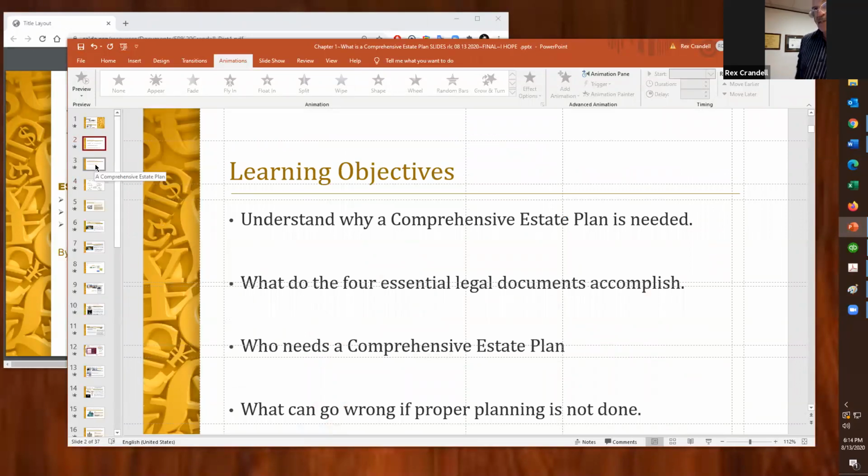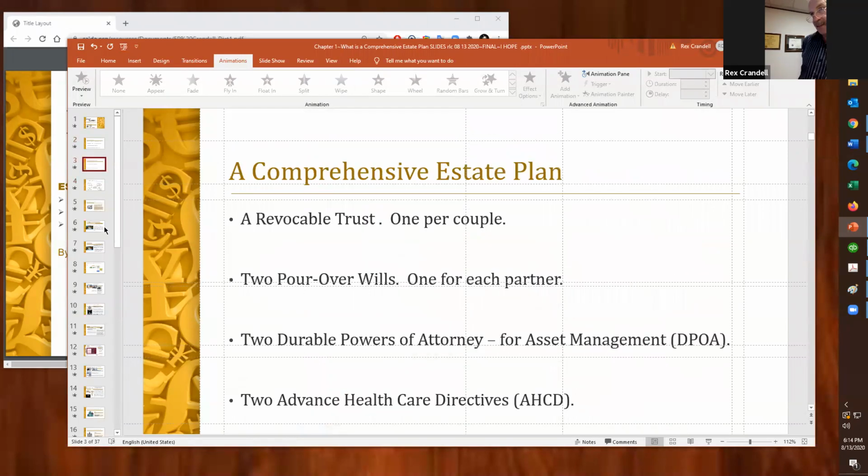So we're going to cover the essentials, the overview, and then I'm going to show you how to mess up your estate plan. We were going through some of the documents: 2 pour-over wills, 2 durable powers of attorney for asset management. The definition of durable power of attorney is a power of attorney that stays effective after a person becomes incompetent. And then we prepare 2 advanced health care directives, 1 for each spouse.